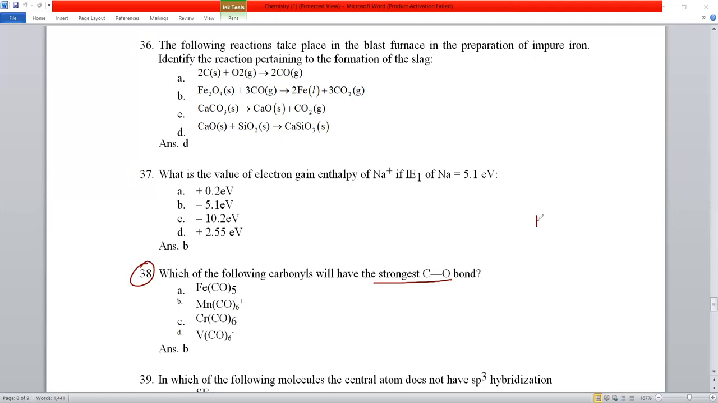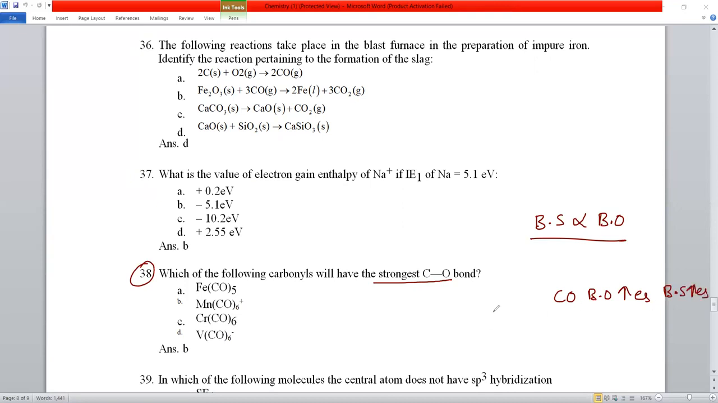Strongest means the bond strength of CO should be directly proportional to the bond order, right? Directly proportional to the bond order. Nothing but, when CO bond order is more, bond strength is more. Bond order increases and bond strength also increases.